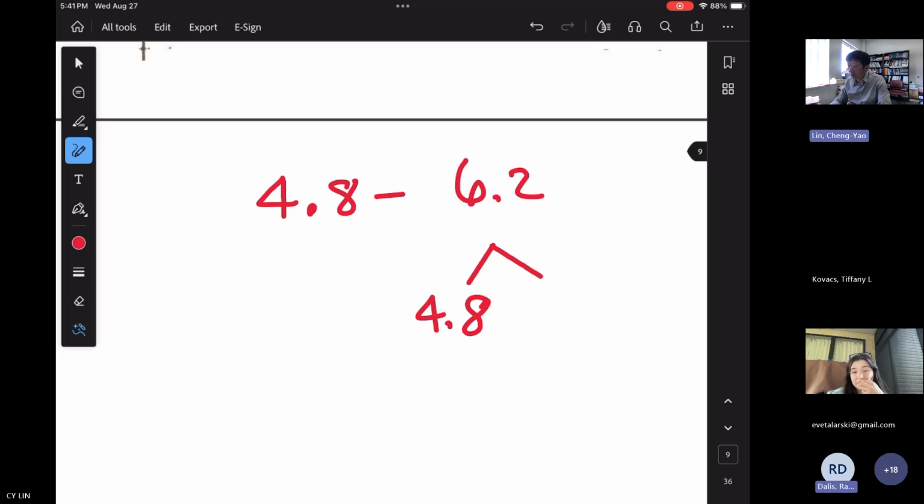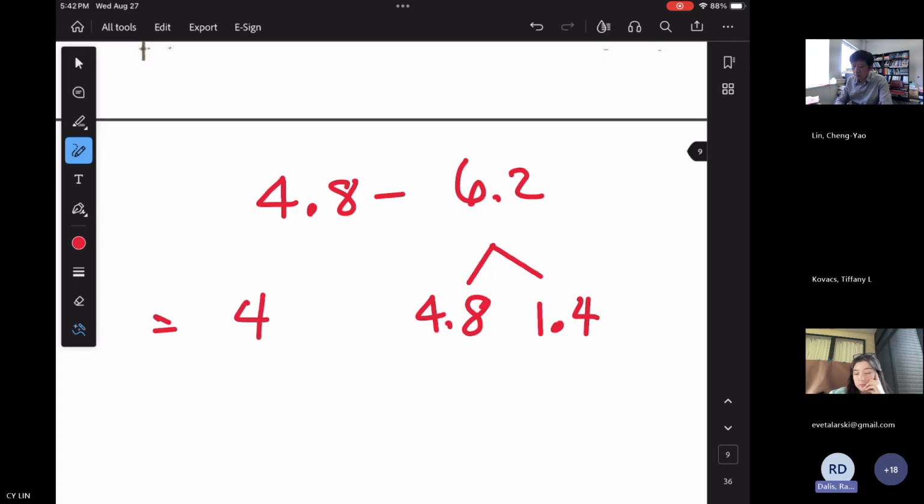6.2 is decomposed into 4.8 and another number: 1.4. Yeah, you got it. So actually, let's say I have $4.80 in my pocket, and then I want to purchase a coffee that is $6.20. How much do I owe the store manager?